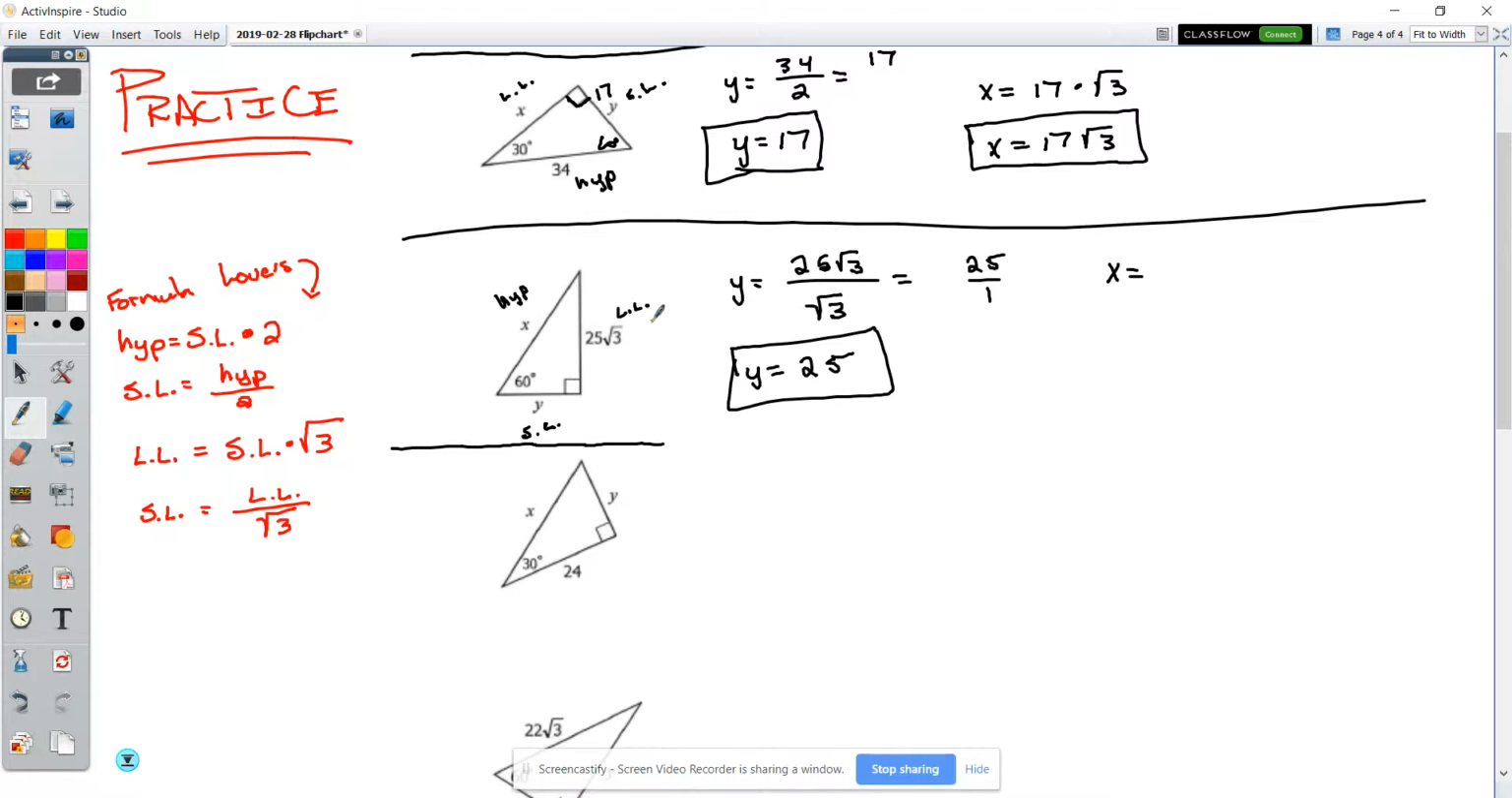Now I need to find the hypotenuse. Now the hypotenuse, I can't find it based on the long leg, but I can find it based on the short leg. The hypotenuse is twice the length of the short leg. So the hypotenuse equals the short leg, which I now know is 25, times 2. It's double. So x equals 50.